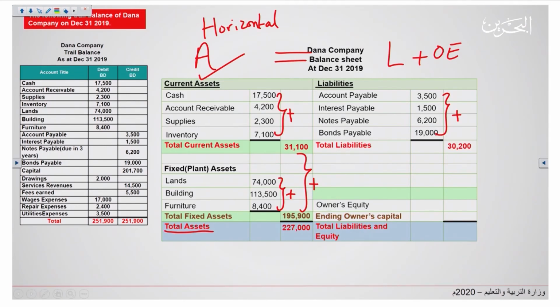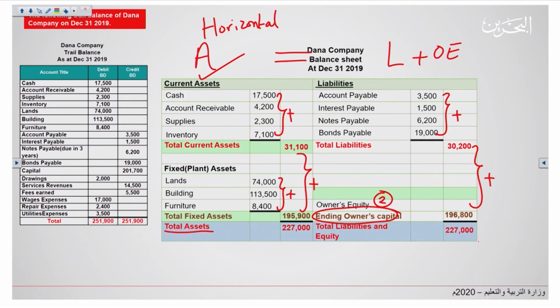Now we will list the owner's equity, and we only have the ending capital, which we calculated from the statement of owner's equity in step number 2. We will get this amount and list it here. Then we will calculate the total liabilities and equity by adding these two amounts.